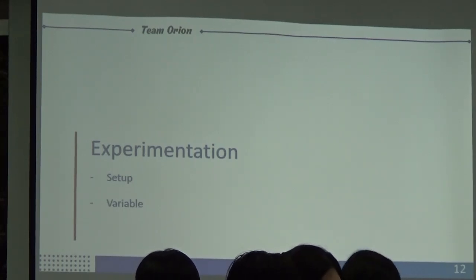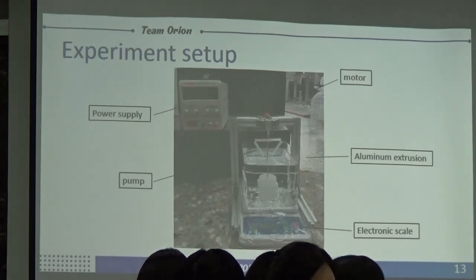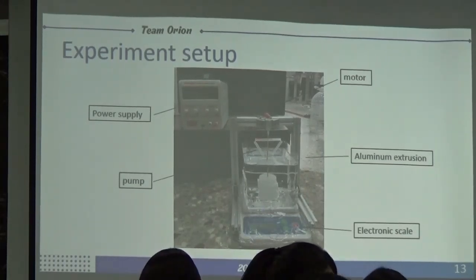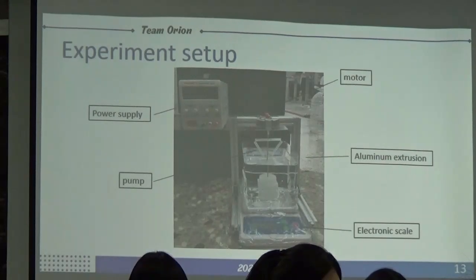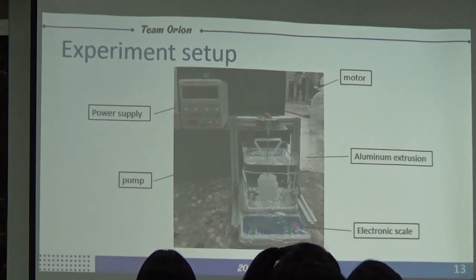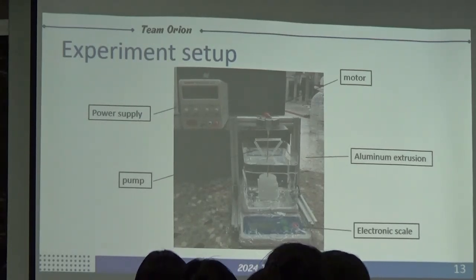The next is the experimentation part. This is our experiment setup. First, we use the straw to make different kinds of pump, and then we connect the rotating axis of the straw to the motor, and use the aluminum structure to ensure it is stable and horizontal to the front. Also, we make a container pattern to ensure that the straw is rotated vertically and stably. Also, we put our devices on the electronic scale in order to calculate the amount of water spread out per unit time.